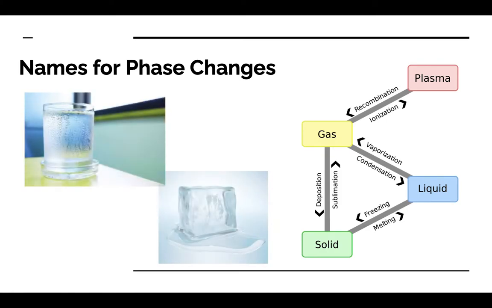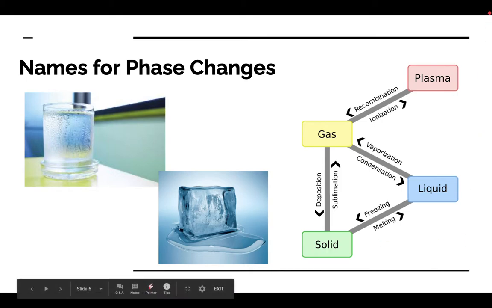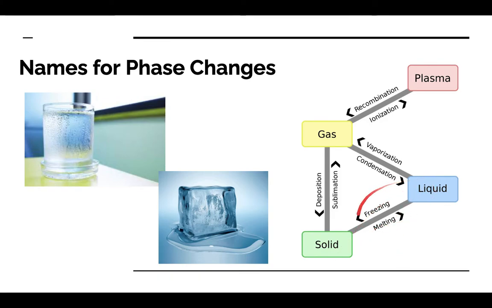So, names for phase changes. Okay, so please make sure you get this chart down right here. This shows the names for all the phase changes that we're going to be looking at today. Okay, so if a solid goes to liquid, that's melting, and if a liquid goes to solid, that's freezing, like we know with water. If liquid turns into a gas, that's vaporization. All right, like water vapor is a gas. All right, and then if we go from a gas to a liquid, that's condensation.